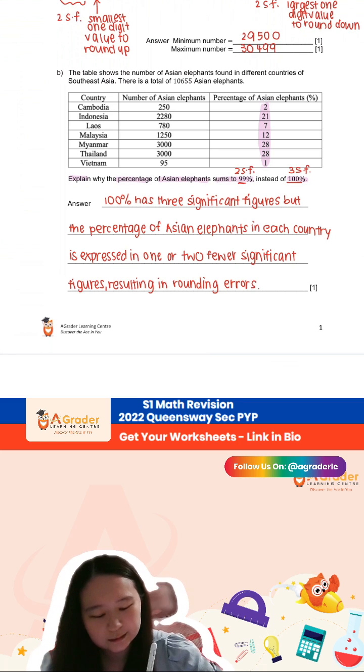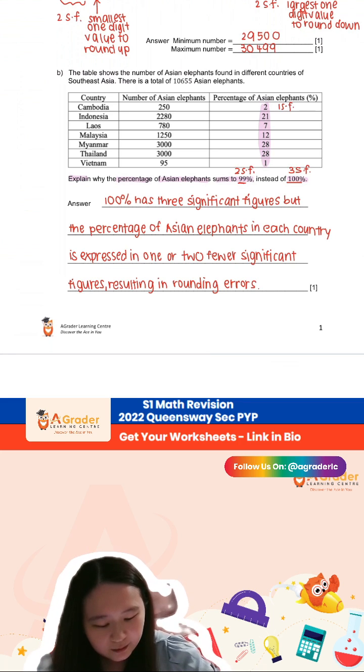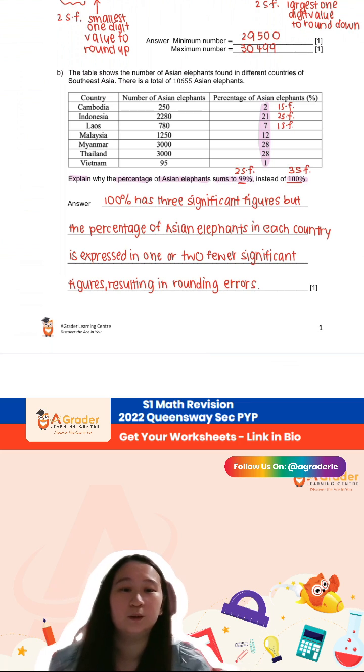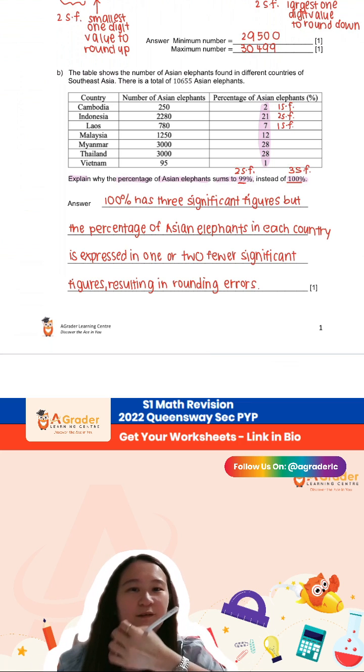Okay, so you can see that 2 is one significant figure, 21 is two significant figures, 7 is one significant figure, and so on. Because they're rounded off too early, that's why when you add everything up, you only get 99%.